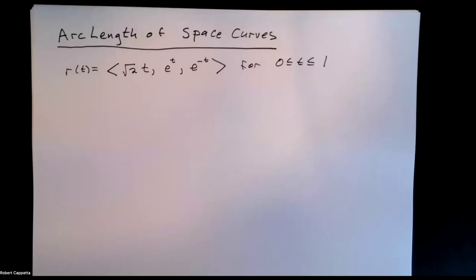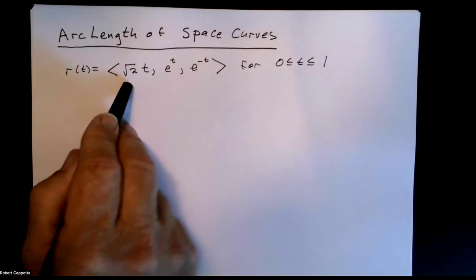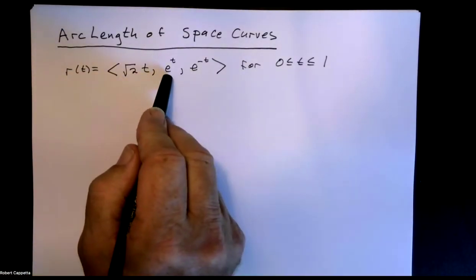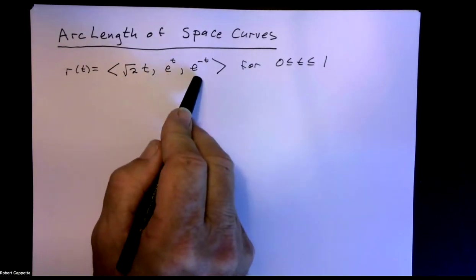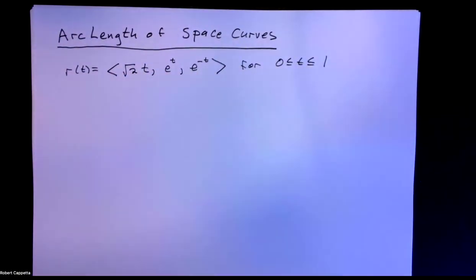So I did some examples of arc lengths of space curves. And the first one I have here is r(t) = ⟨√2 t, e^t, e^(-t)⟩ for 0 ≤ t ≤ 1. So let's take a look at a picture of what that space curve looks like.